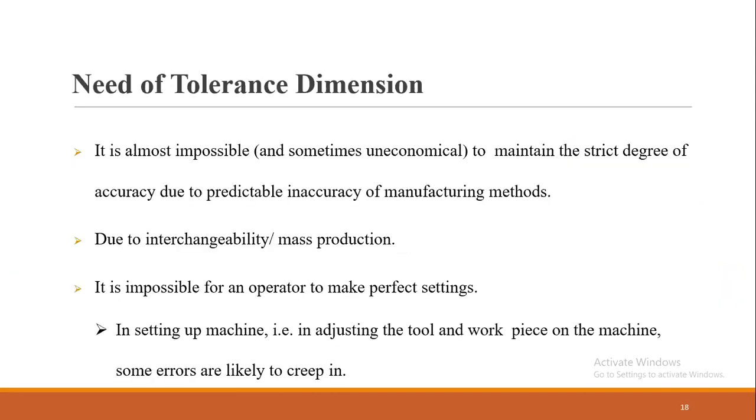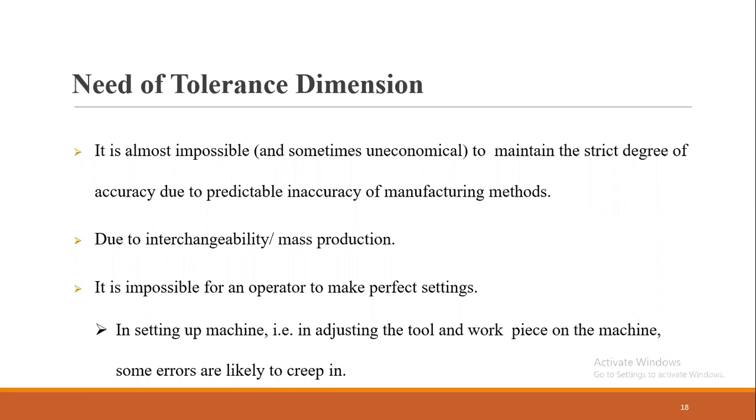Need of tolerance and dimensions. It's almost impossible to maintain a strict degree of accuracy due to the predictable inaccuracy of the manufacturing method. It's not possible to maintain exact dimensions during manufacturing. Then there is interchangeability and mass production. If you are using mass production, it's very difficult to maintain the same dimensions. It is impossible for an operator to make a perfect setting. In a machine, it's not possible to maintain a perfect setting.